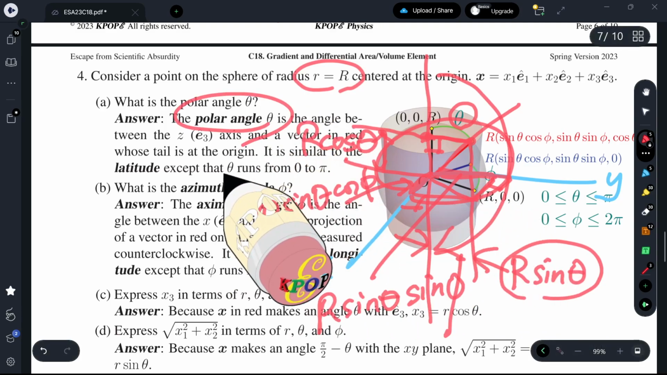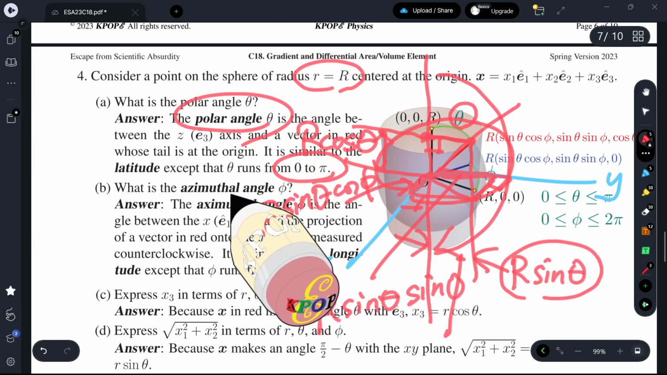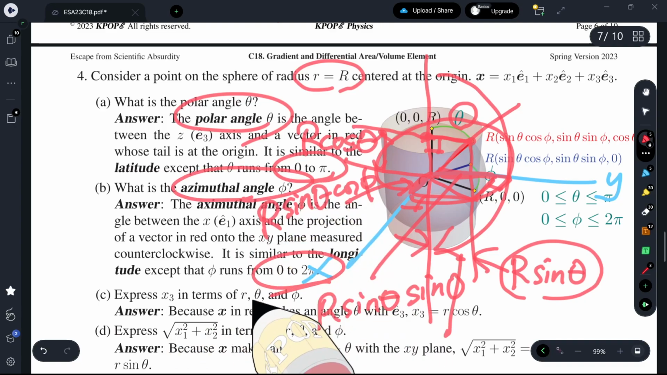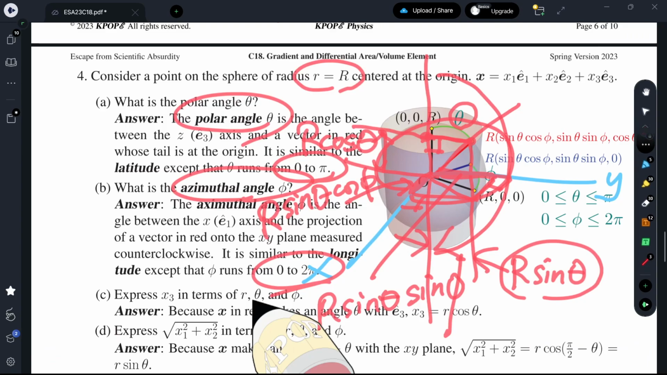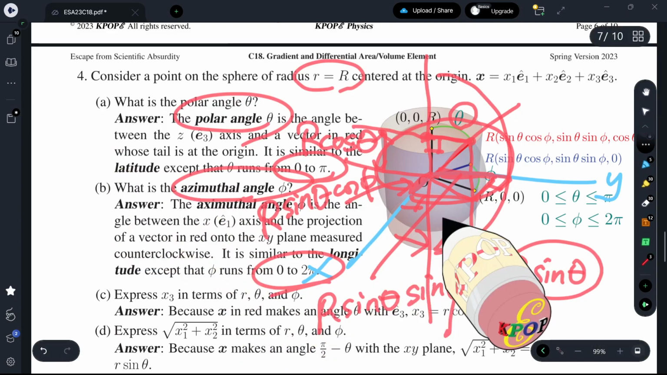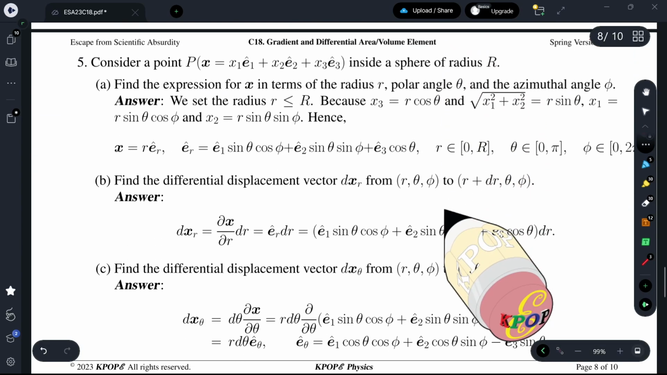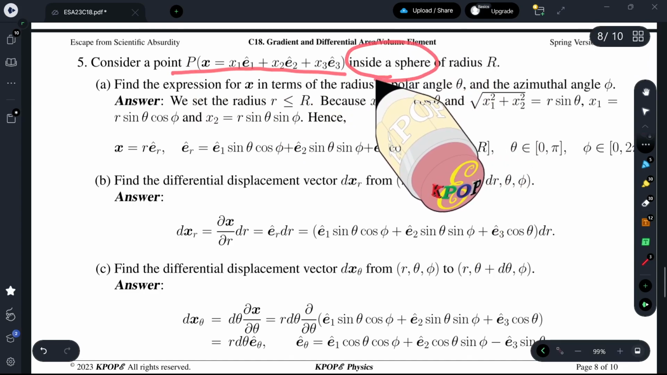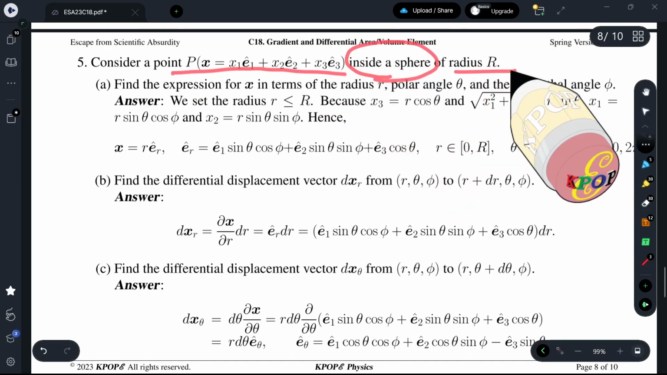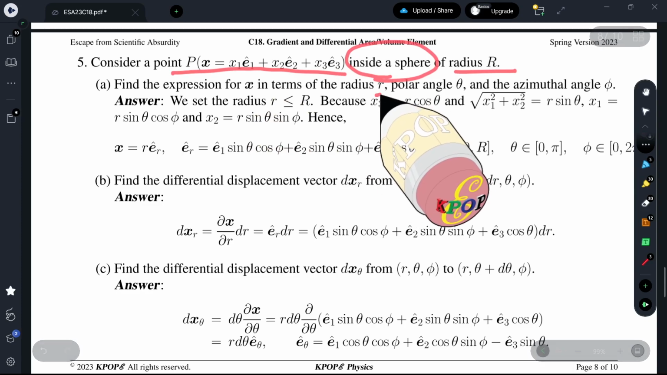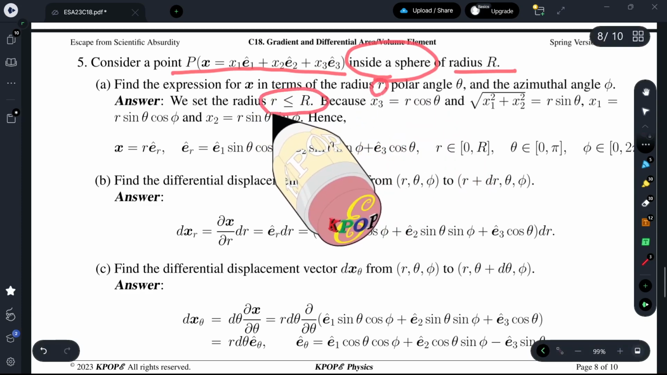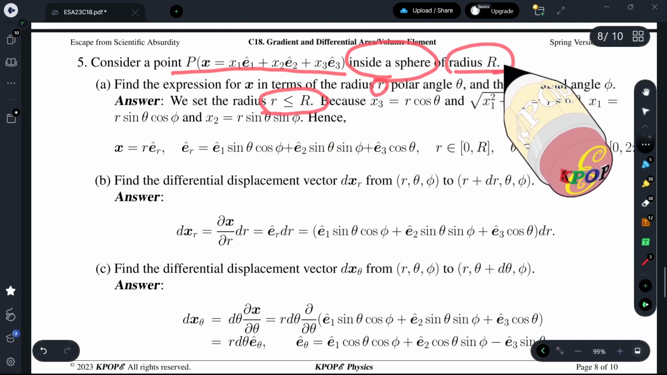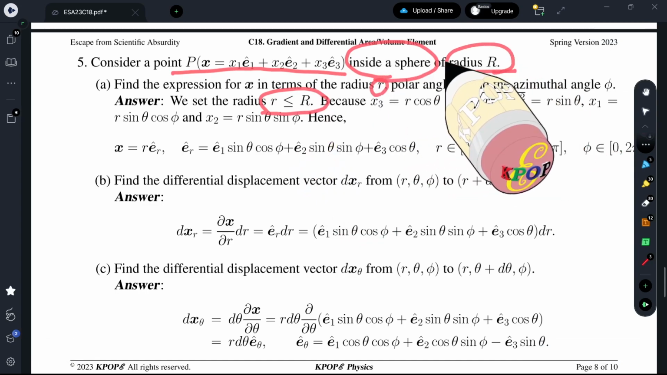So theta is the polar angle, and phi is the azimuthal angle that runs from 0 to 2 pi. Now we are ready to express a point inside a sphere of radius R. That means this radius, small r, should be equal to or less than the radius, capital R, of the sphere.